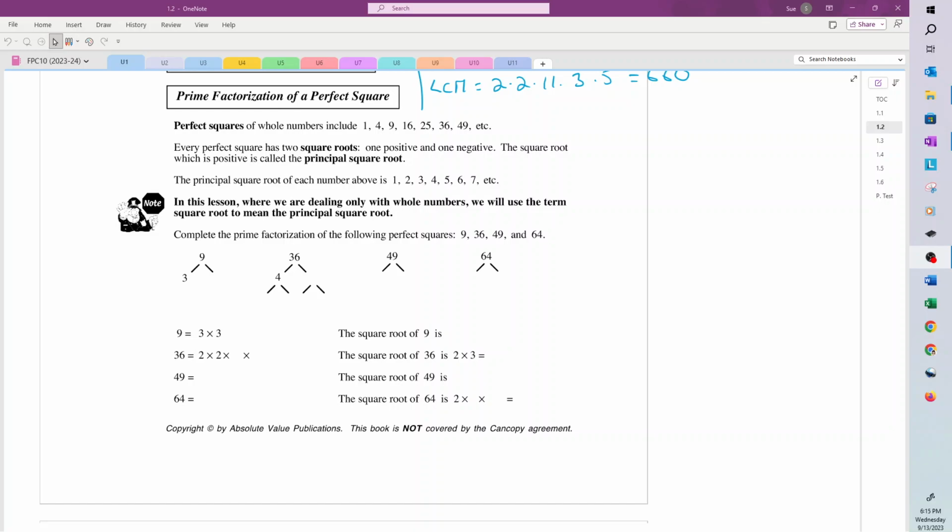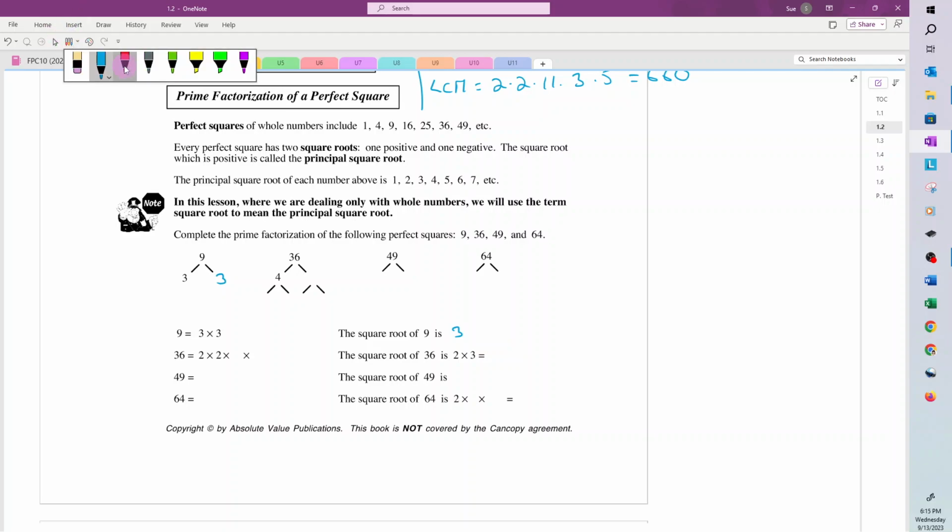We know that we're going to do these factor trees. So if I have 9 and I divide it by 3, I get 3. So I come down here, since 9 equals 3 times 3, the square root of 9 is 3, because it's 3 times 3. Okay.